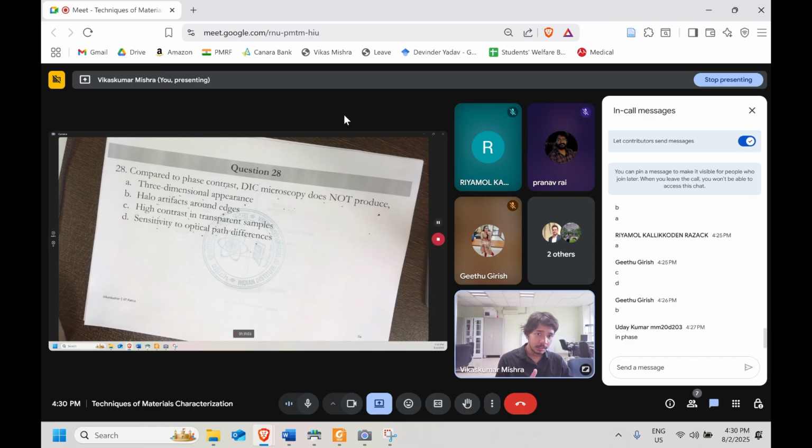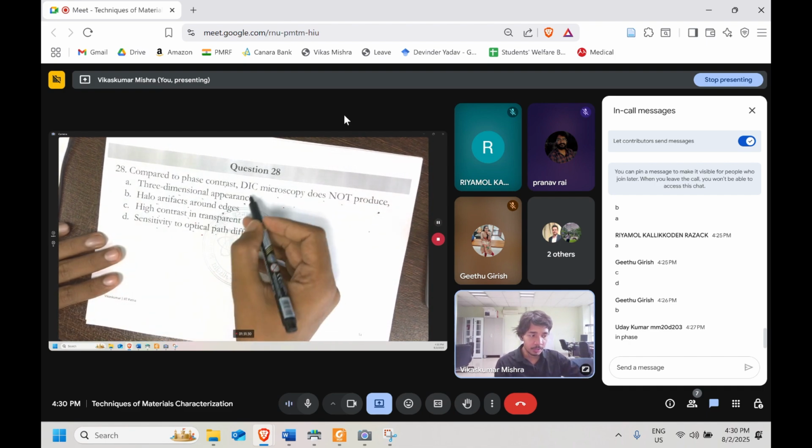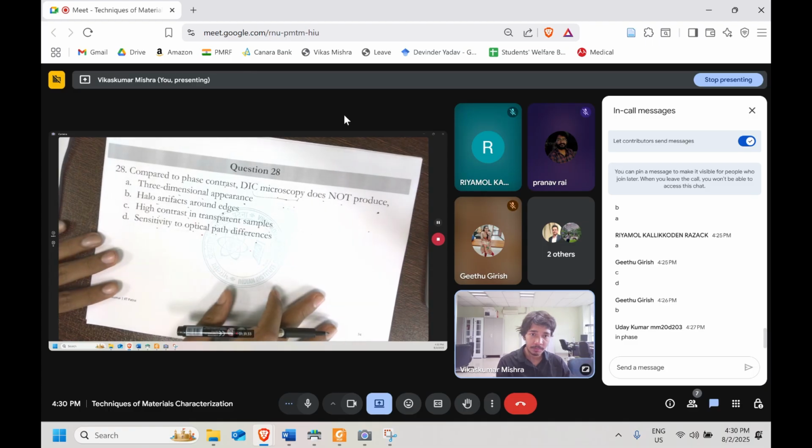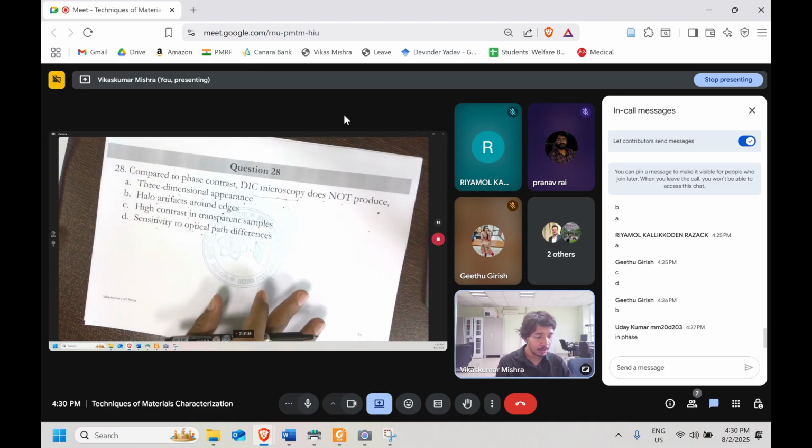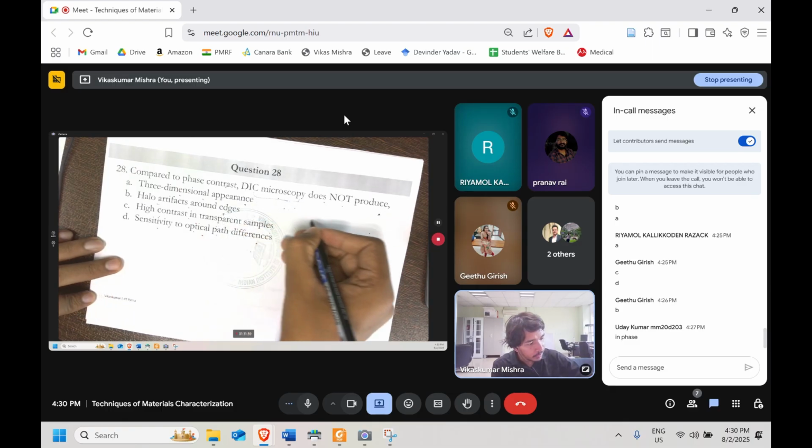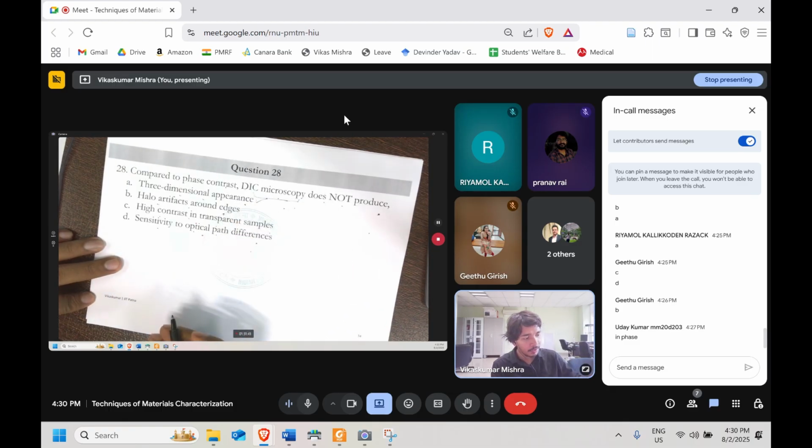Why it happened: we have created a physically different path for them. We have physically tried to separate them in the phase contrast. We put one annular ring, we put one phase ring. With the help of the phase ring, we try to separate them. But at the boundary of the separation, there will always be leakage. That problem is avoided over here. We have avoided it with the help of the Nomarski prism. So this is correct. They produce three-dimensional information.